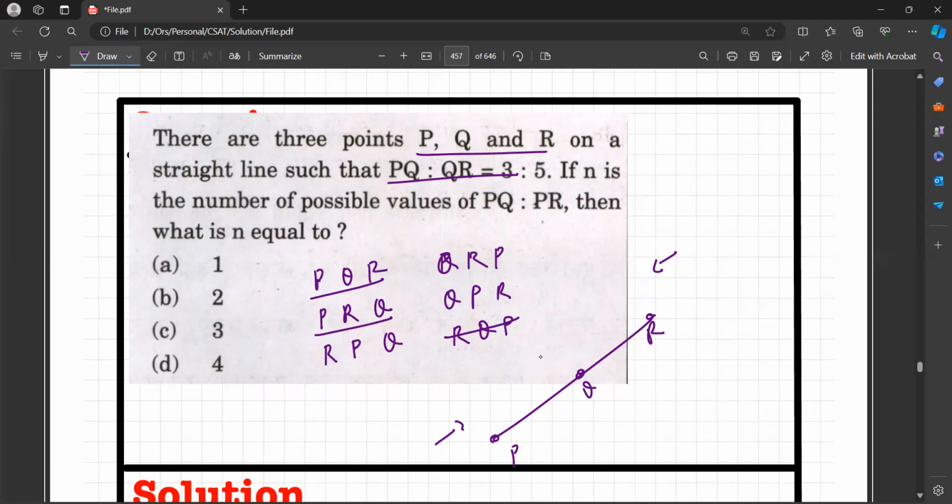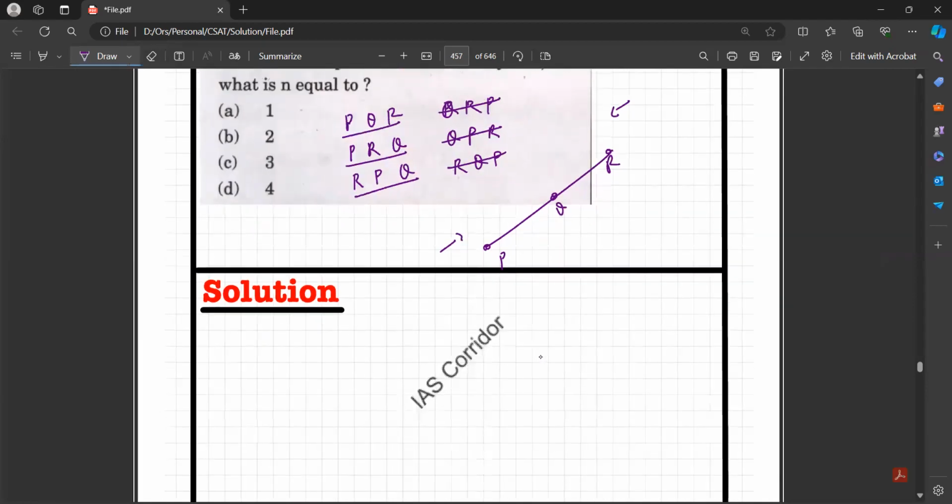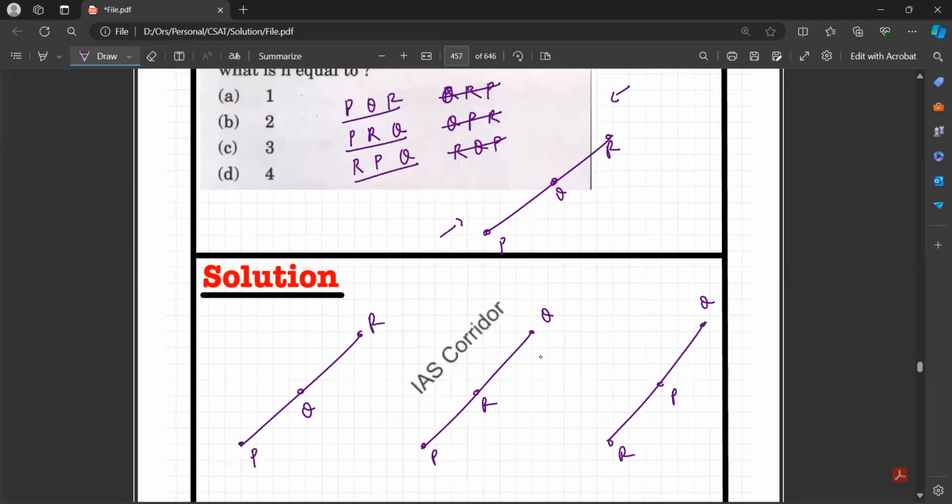So you can eliminate this. PRQ is same as QRP, so you can eliminate this. RPQ is same as QPR, so you can eliminate this. So these are the 3 cases we need to draw the diagram. Clear? PQR, PRQ, and this one. This is P, this is Q, this is R; this is P, this is R, this is Q; this is R, this is P, and this is Q. Clear?